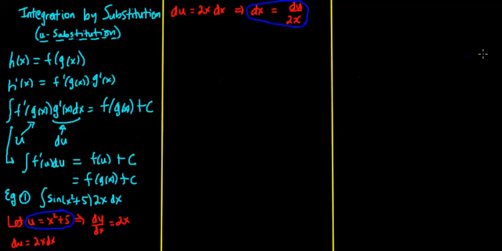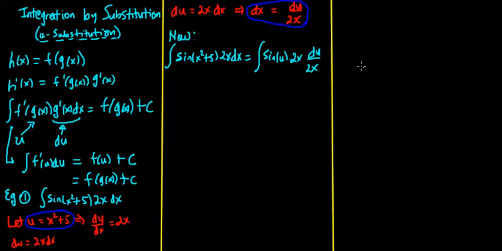So this expression, my original integral, now becomes the integral of sine of x squared plus 5 times 2x dx becomes the integral of sine of u, because x squared plus 5 is u, and 2x is there, but dx is du over 2x. As you can see here, I have a 2x and I have a 2x. I can cancel them out.